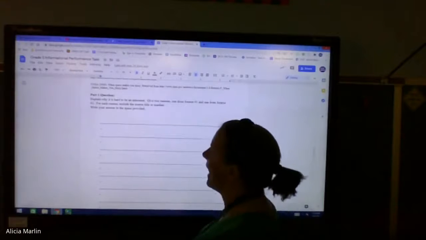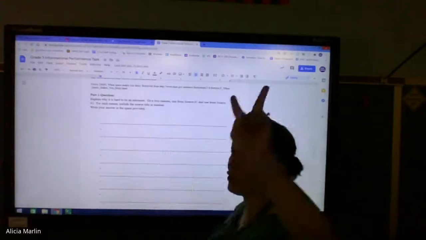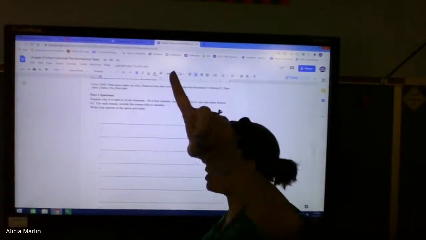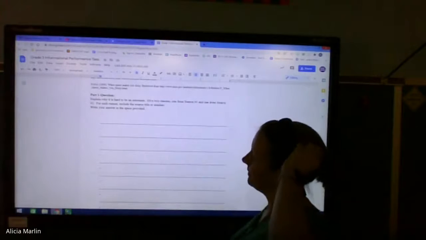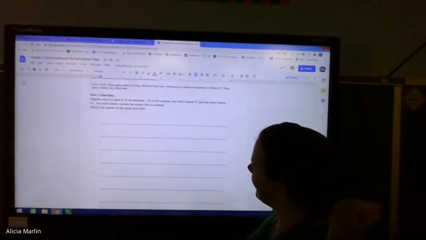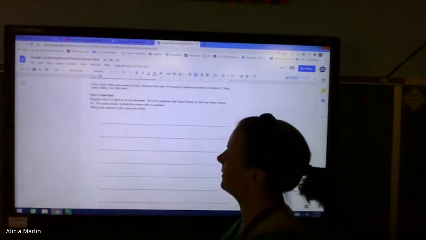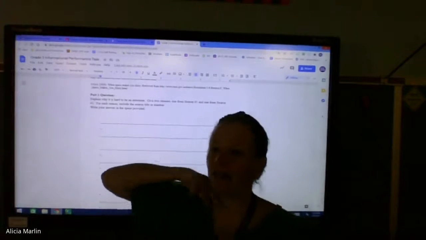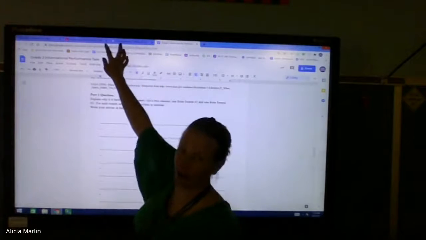Explain why it is hard to be an astronaut. Give 2 reasons. 1 from source 1 and 1 from source 2. For each reason, include the source title or number. Write your answer down here.